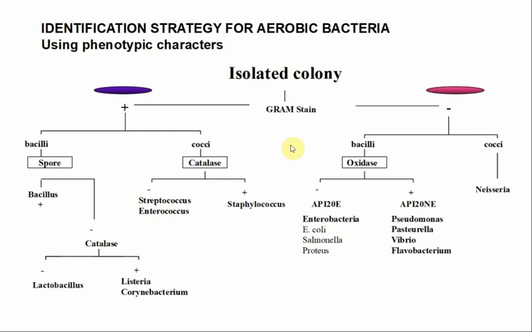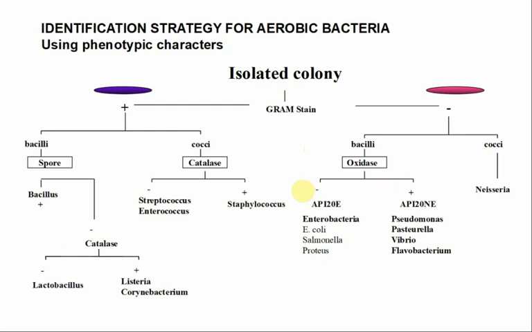Are they catalase positive or negative? So, for example, if I've got some gram-positive cocci which are catalase positive, well, they might be Staphylococcus, right? If I've got gram-negative bacilli that are oxidase negative, they might be Enterobacteria. So these morphological and simple biochemical tests give you some kind of idea of what you're dealing with, but they're not enough to identify bacteria down to the species level.